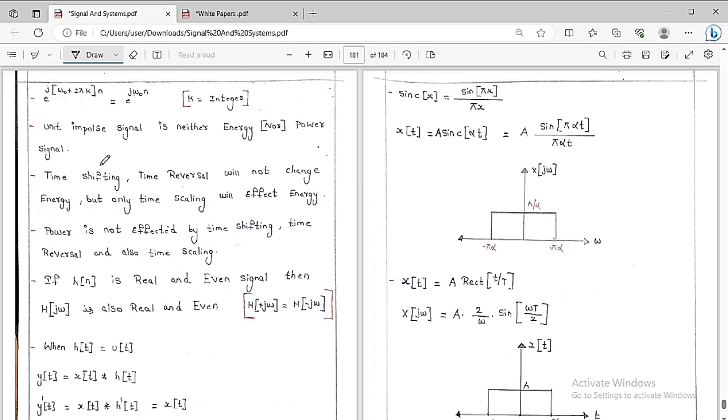The next thing is, the unit impulse signal is neither an energy nor a power signal. I have already told you, the unit impulse signal is neither an energy signal nor a power signal.